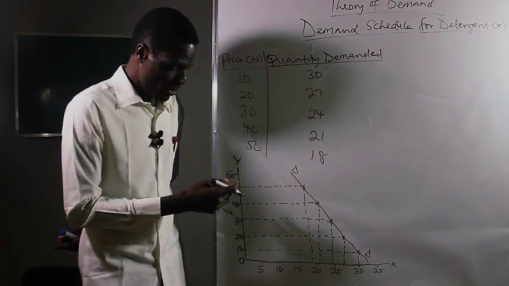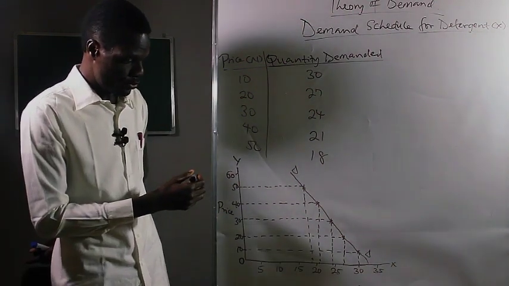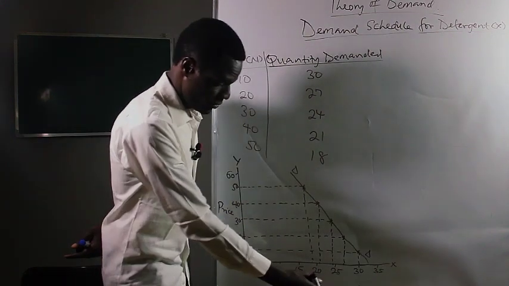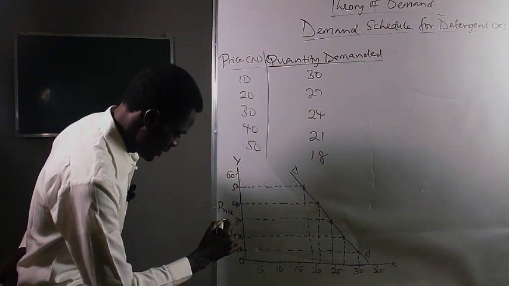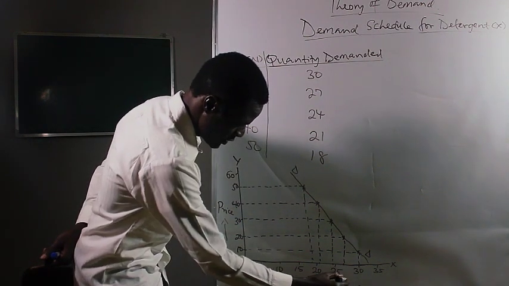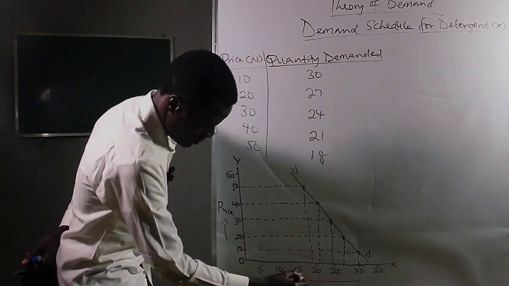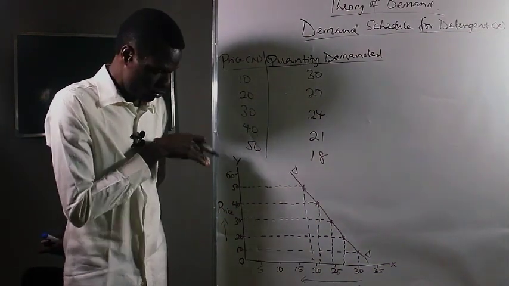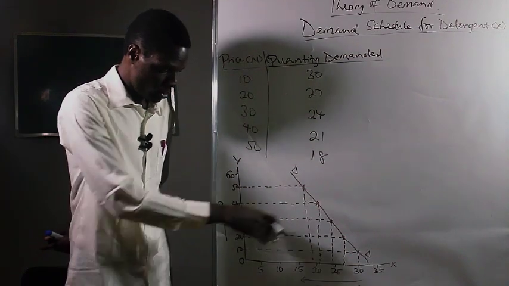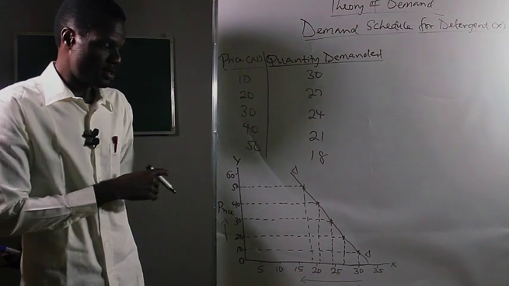So based on this, we can understand that there is a negative relation between the price and the quantity demanded. Now, as price is increasing this way, the quantity demanded is decreasing. So that is the relation. But if the price falls, the quantity demanded will increase. That is what this is trying to tell us.